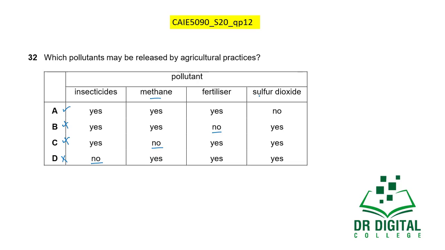Sulfur dioxide. Sulfur dioxide is basically produced by the burning of fossil fuels. In most agricultural practices, fossil fuels are not directly burnt, or the amount is negligible. If we are not using any machinery where fossil fuels are used, then sulfur dioxide will not be released. So option A is correct. The answer for this question is A.